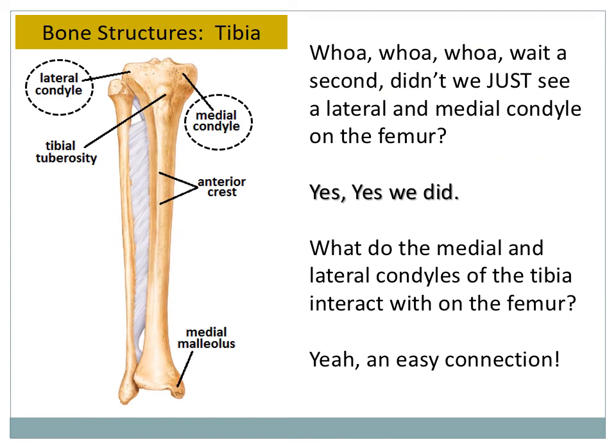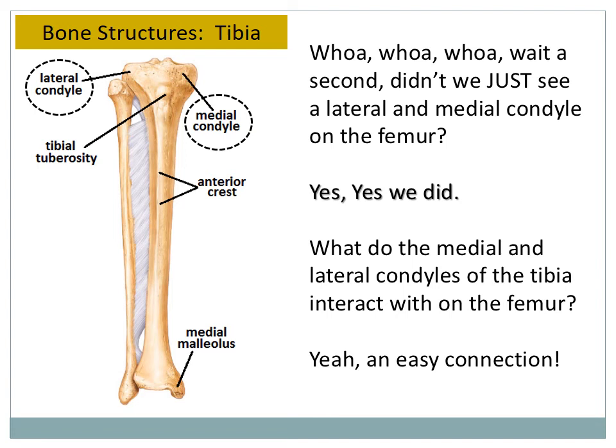Alrighty, so I have a lateral condyle and a medial condyle on the tibia that I've circled, and then I'm like, what is going on, right? Whoa, wait a second, didn't we just see a lateral and a medial condyle on the femur? And yes, we did. Okay, so what do the medial and lateral condyles of the tibia interact with on the femur? They interact with the lateral and medial condyles of the femur. Okay, super easy connection.